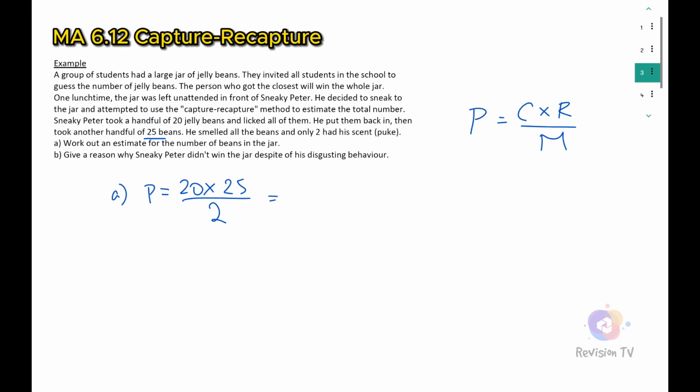So work it out. 20 times 25 is 500. 500 divided by 2 is 250. So we guess there are 250 beans altogether in the jar.